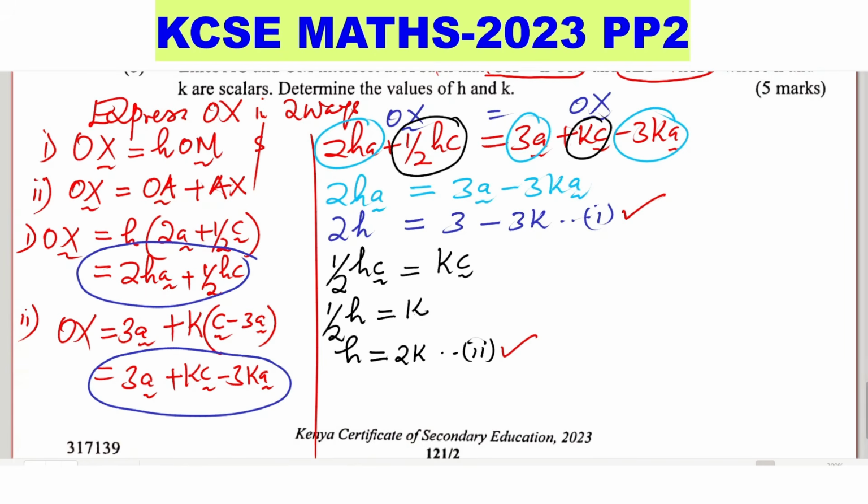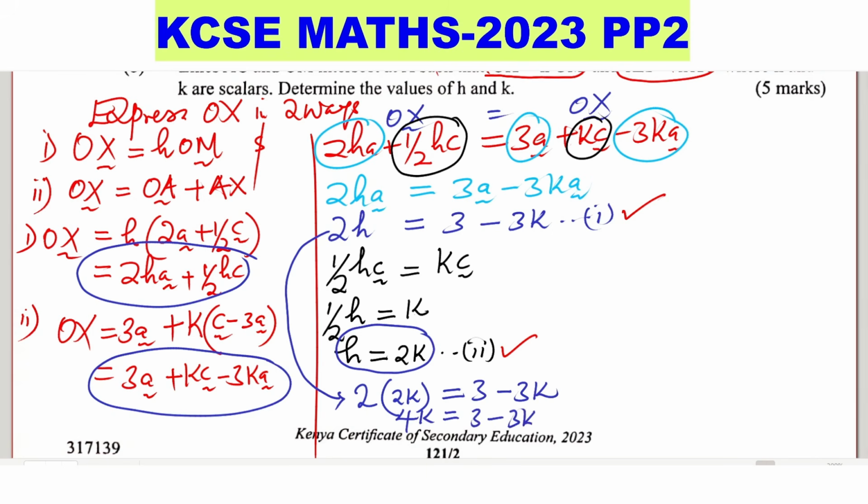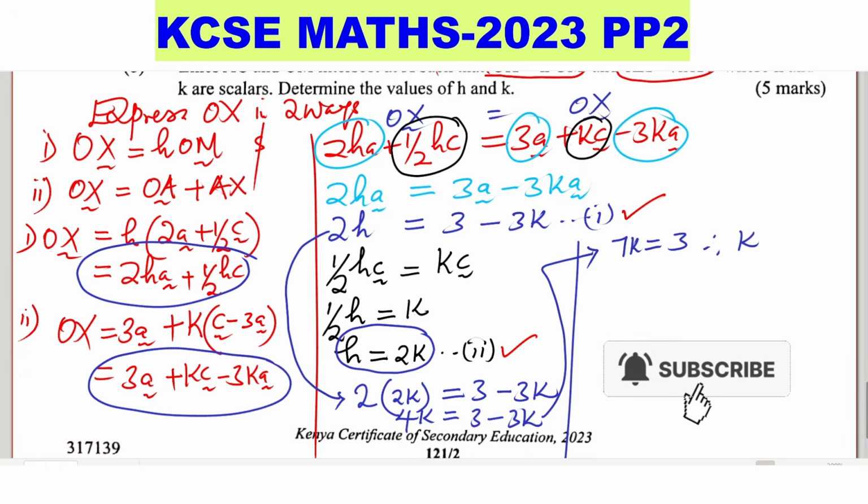So I want you to have a look at what we have here. 2H. But what is H? H is 2K. So substitute H with 2K, like that, is equal to 3 minus 3K. So this will give 4K is equal to 3 minus 3K. Bring the like terms together, and you'll have 7K is equal to 3. And here, K is equal to 3 over 7.